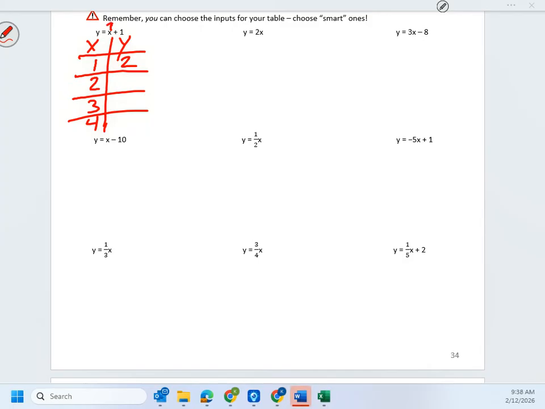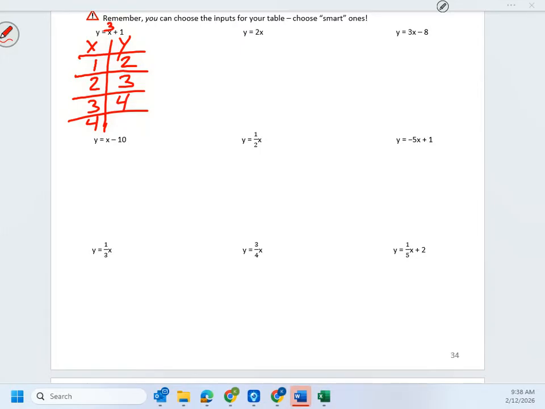If I put a 2 in for my x, so I'm putting in a 2, what do I get out for my y? 3, because 2 plus 1 equals 3. My next one, I'm putting in a 3 for my x. What do I get out for my y? A 4. 3 plus 1 equals 4.